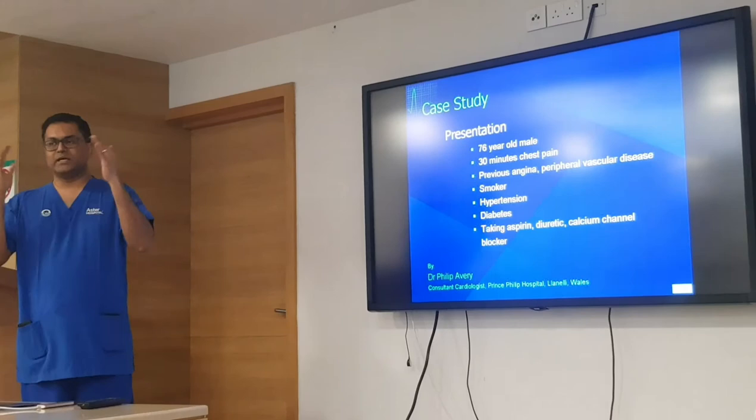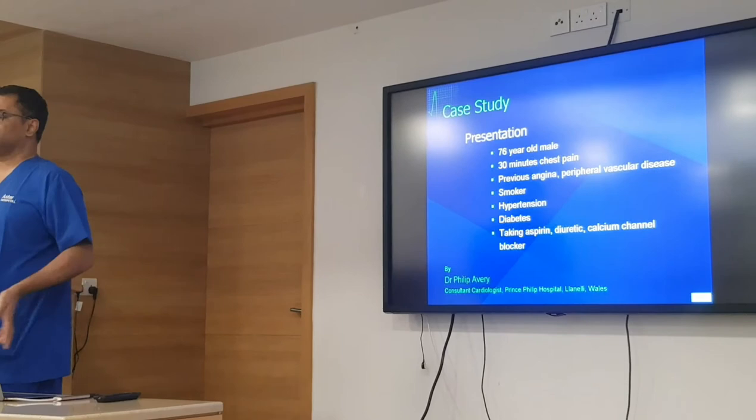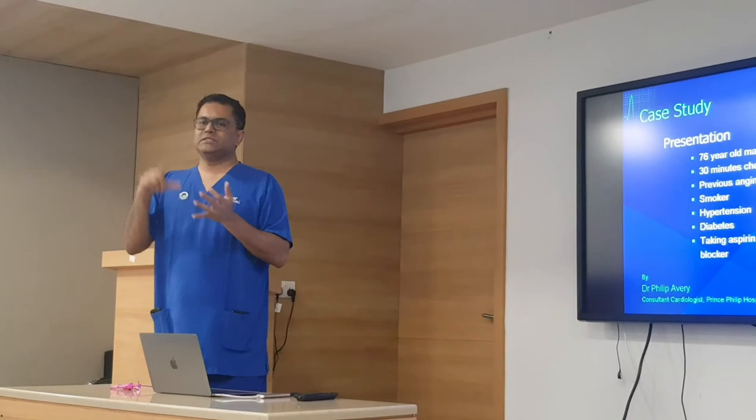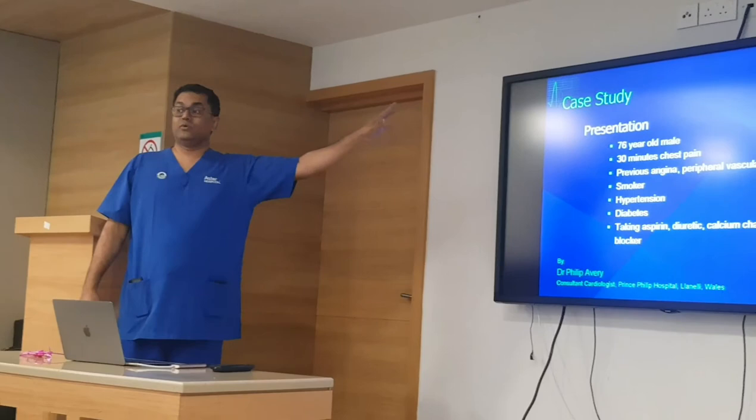76-year-old male, once again. See, when patients in this age group come in with chest pain, it's cardiac unless proven otherwise, okay? Don't send them home saying it's gastric. If somebody is over 60 or 65 and comes in with chest pain, do not send them home saying it's gastric, even if it sounds like a classic gastric pain. Always do an ECG and cardiac troponin to rule out. Sometimes you may need an echo. By saying 76 itself, I know he's at high risk of having an MI, okay?